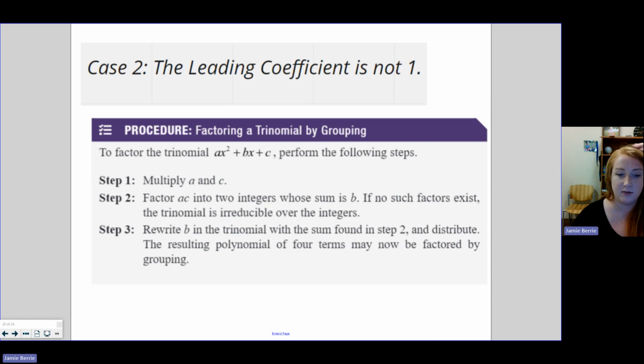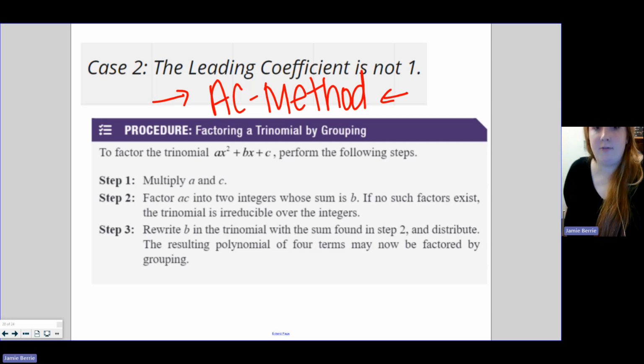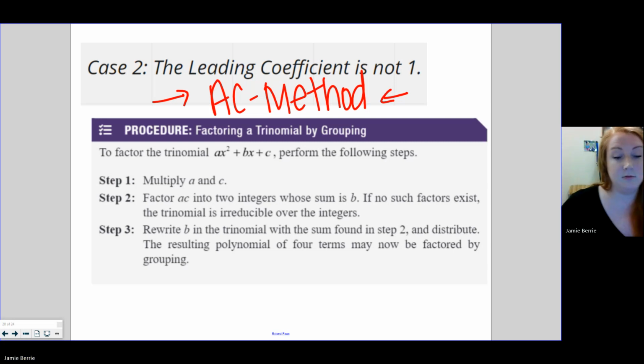So let me back up and talk about the case where the leading coefficient is not 1. And if I'm going too fast, of course, you can pause the video, back up, rewatch it again, take a little bit more time and work it out on your paper. All right, so I like to call this the AC method. Now, you can use the AC method for every trinomial. It's just not always the fastest way.